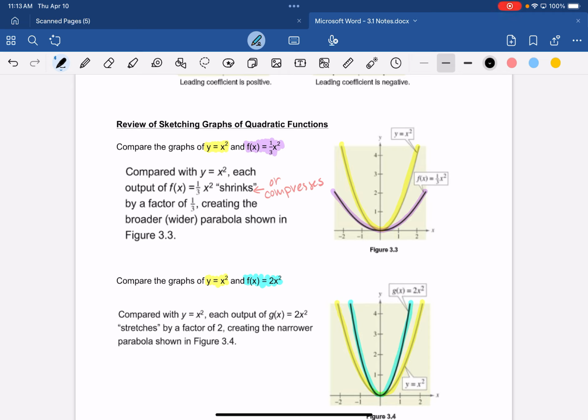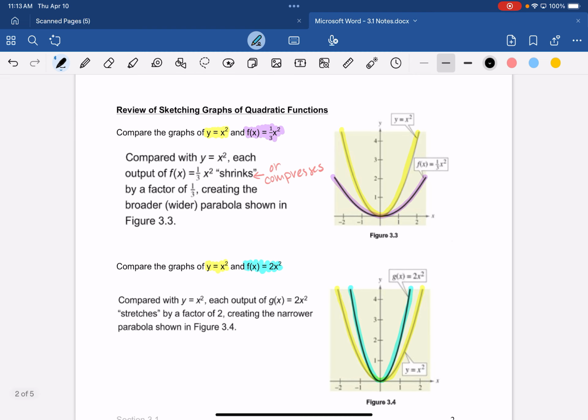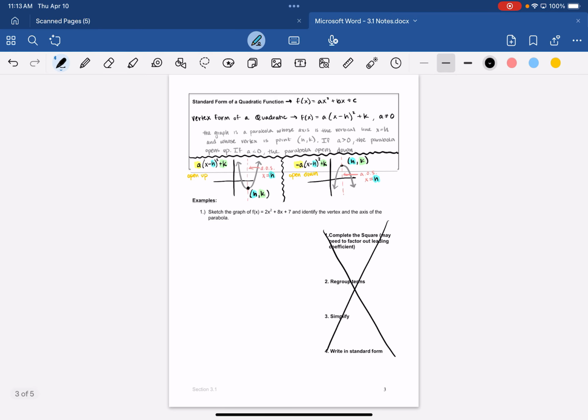The bottom one is a stretch. Here's my original one. When I have a coefficient that's greater than 1, it stretches it up. Okay, kind of makes it thinner or skinnier. All right, any questions on all of that so far? Most of that should have been a review. Okay, moving along.